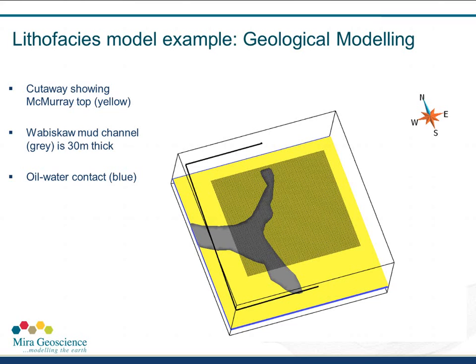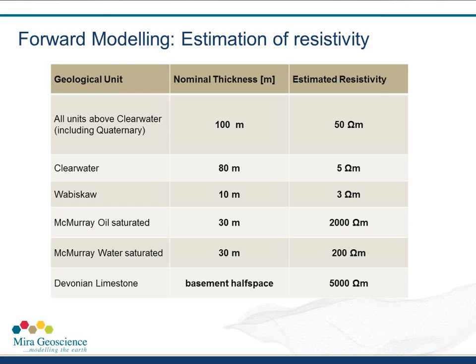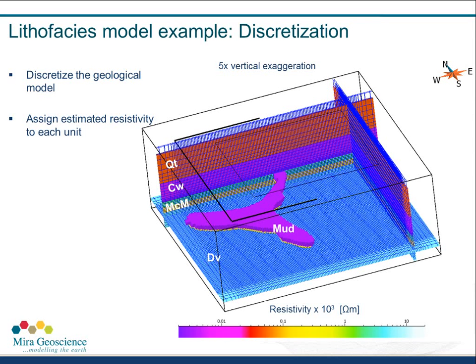using some parameters given to us by Statoil, and we used the estimates of resistivity provided by Statoil. And you can see the Clearwater, quite a conductive unit. The McMurray is also very conductive, very much more resistive, and then the limestone is also resistive. That's the discretization. And I have to speed up a little bit here, I'm running out of time.